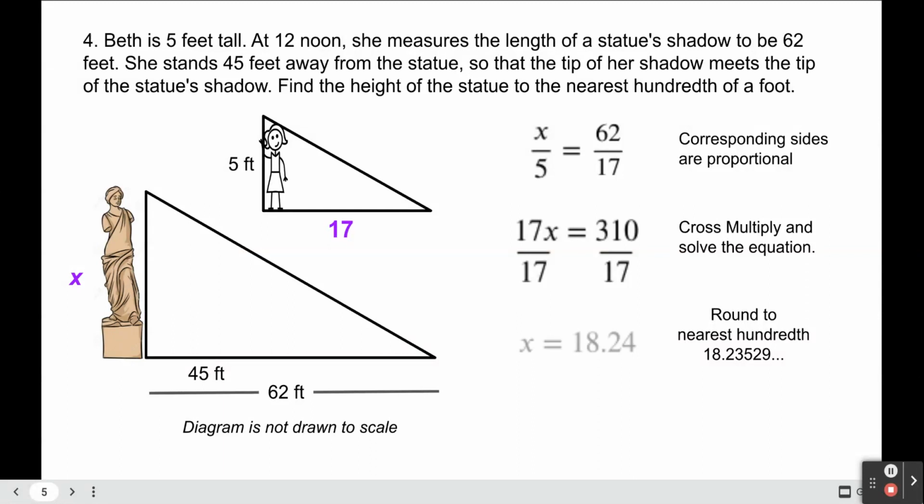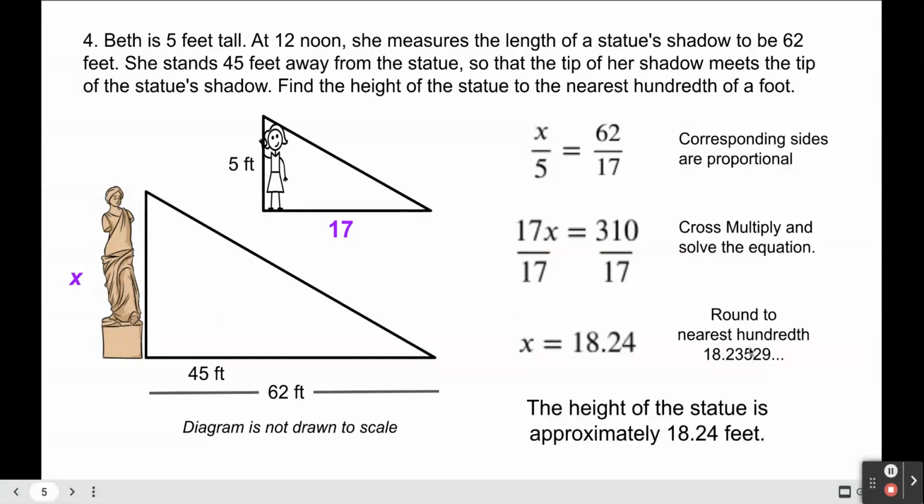So we'll have 18.24 rounded to the nearest hundredth. That 5 does make this round up to 18.24. So the height of the statue is approximately 18.24 feet.